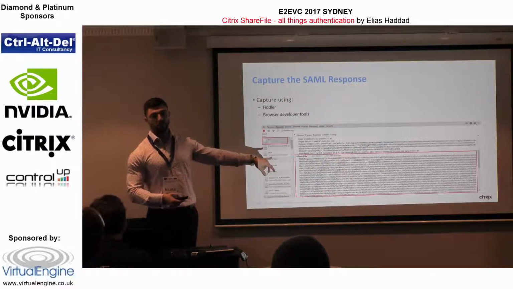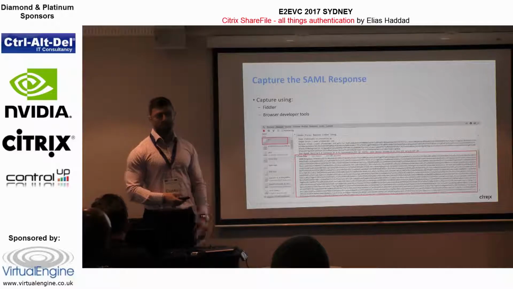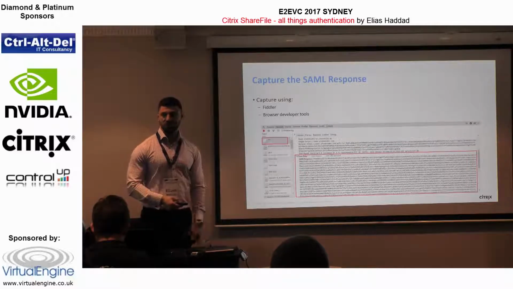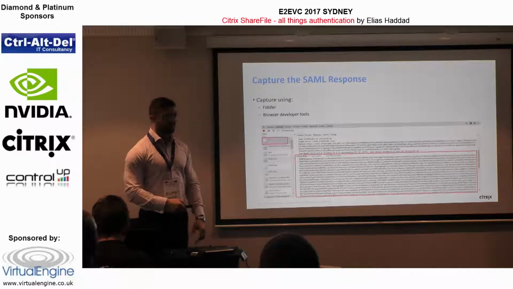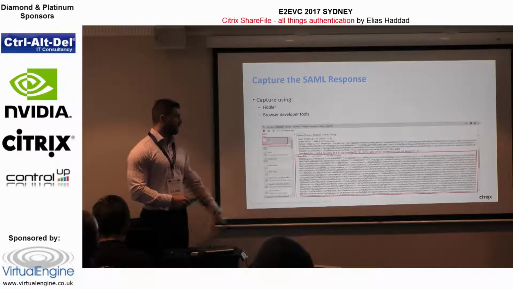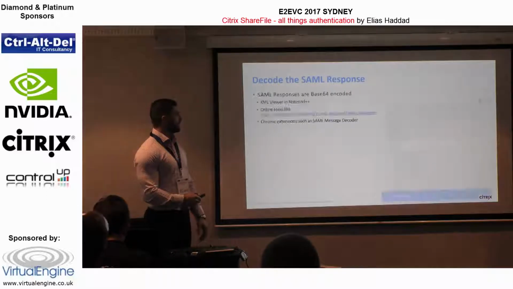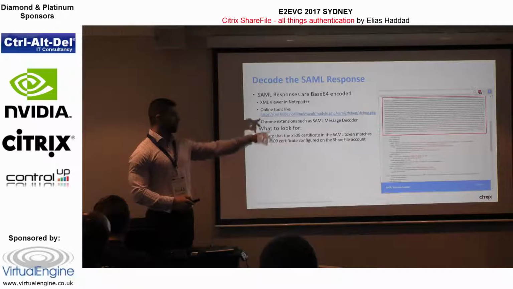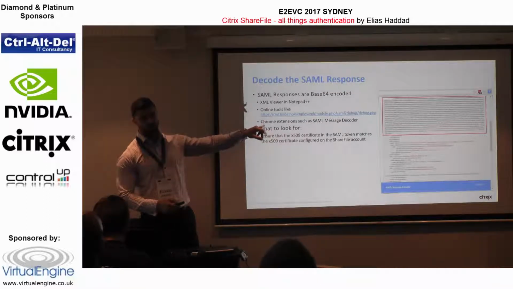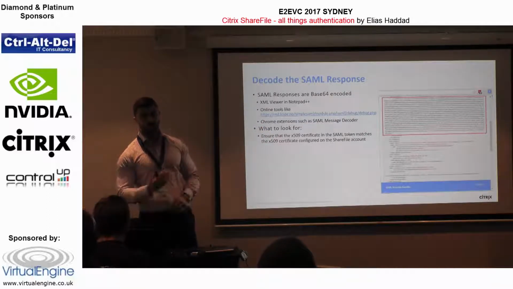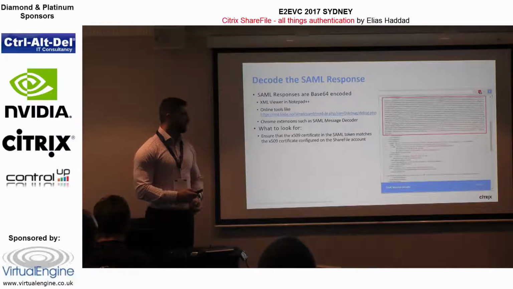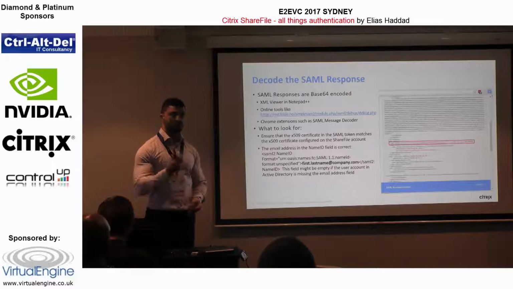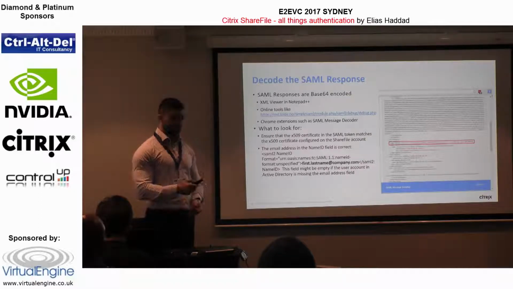SAML response will be your best friend for working out why SAML is not working, if it is not working. You can capture this just using a browser development tool, and you look for the SAML ACS there, pull out the data, and then throw it into a message decoder of some sort. And what you're looking for is the X509 certificate, and make sure it matches the SAML certificate that you're using as part of your deployment. You want to check and make sure that the email address is correct, because like I said, we use the email address as the unique identifier.